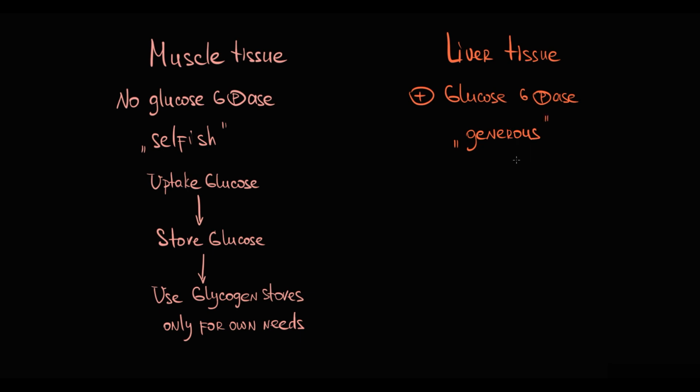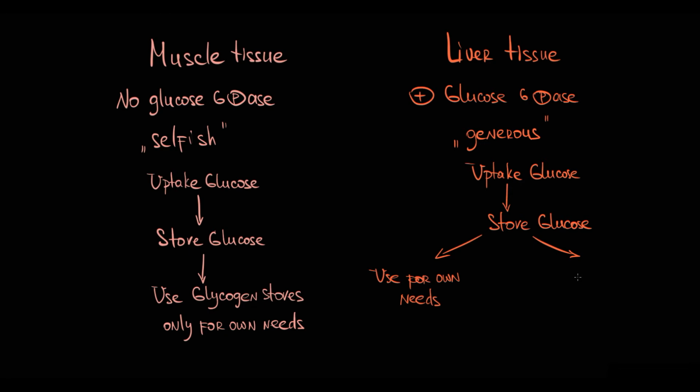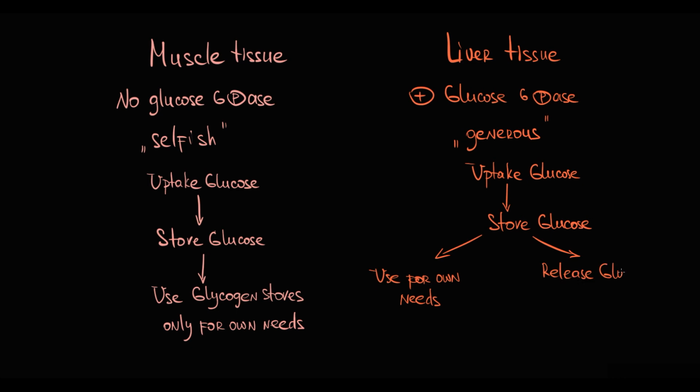So like muscle tissue, the liver takes up glucose, stores glucose in the form of glycogen, and the liver also can use glycogen for its own needs. But the major difference is that in time of need, when glucose level in the blood is low, the liver can share its own glycogen reserves for the common good.